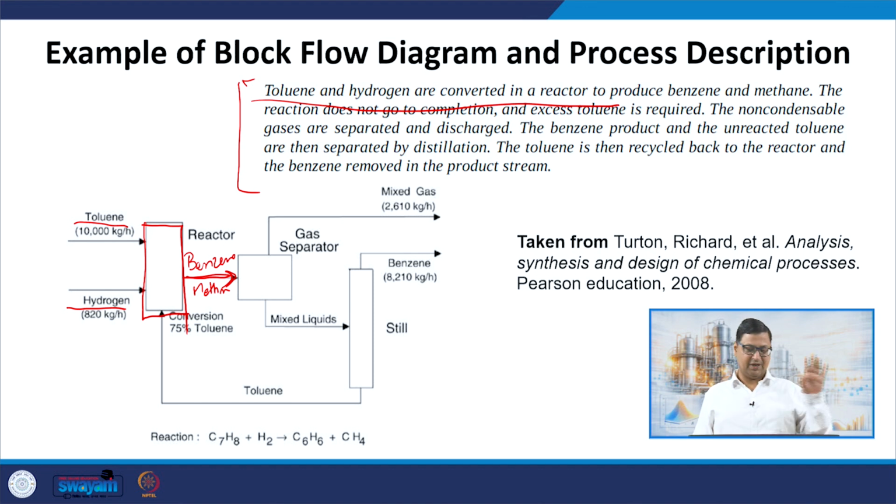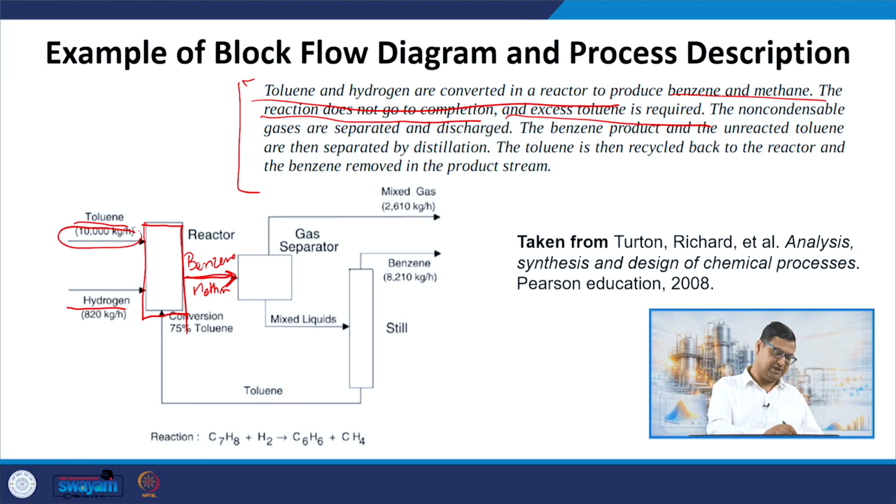I do not care what reactor that is. Now, it is said that the reaction does not go to completion and excess toluene is required, right. So, excess toluene is required. You can see here I am using 10,000 kilograms per hour of toluene and only 820 kilograms per hour of hydrogen. One can compute the number of moles and figure out that the toluene probably is present in excess already, right.